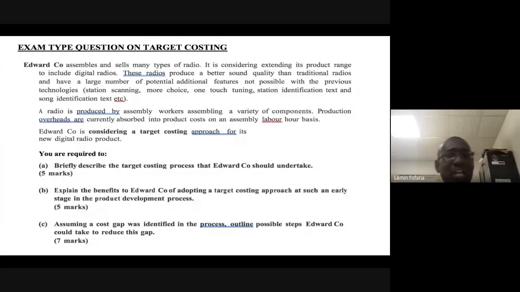So what are some of the benefits that any company could get by using target costing? But our emphasis here is on Edwards Company Limited. The benefits are many, isn't it? This one is talking about the benefits of target costing, but with particular reference to Edwards Company Limited. Can we discuss them?